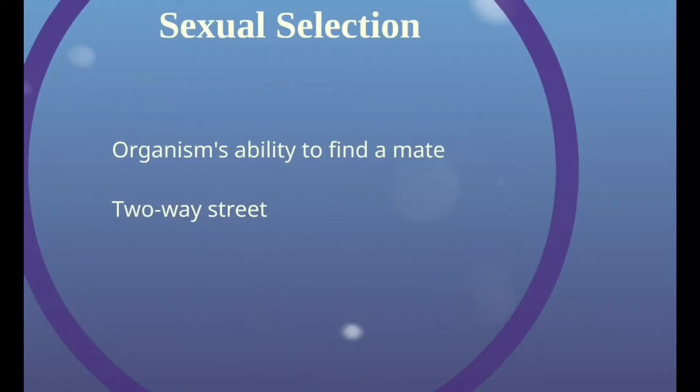Sexual selection is another important component of natural selection. Sexual selection acts on an organism's ability to obtain a mate. Sexual selection often works in two ways, where males compete for access to the females and where the females choose which male to mate with.